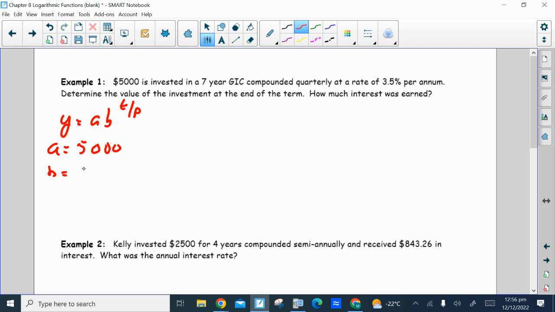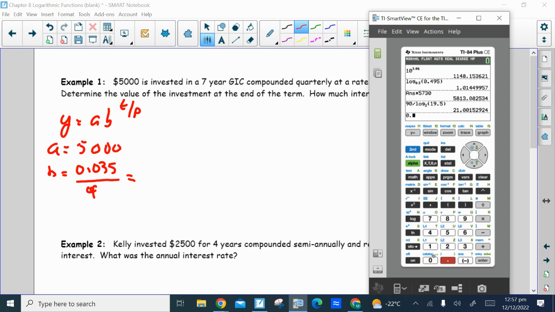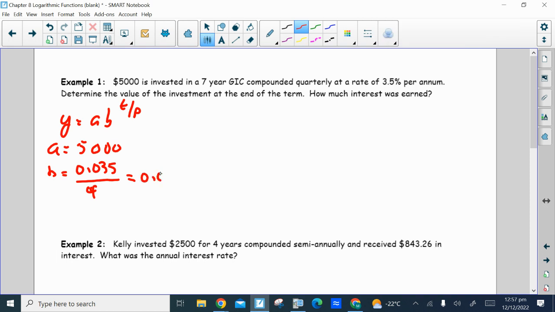So to find B, we'd have to take the annual rate, 3.5%. And it doesn't matter whether you convert it to a decimal first or after, but you have to convert the percent to a decimal at some point. So I've converted it to a decimal first, and then I'll divide that by 4. So 0.035 divided by 4, there's the quarterly interest rate. This is what they would use every quarter to calculate your interest. 0.00875. The annual rate divided by 4 because it's being compounded quarterly.